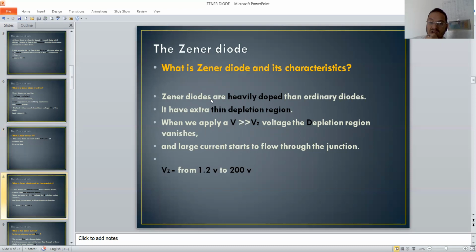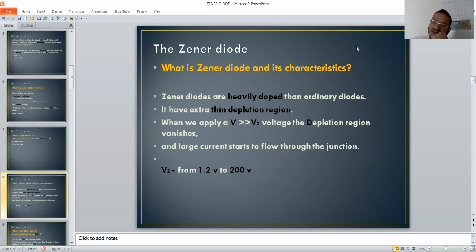What is the Zener diode and its characteristics? Sure, because this topic is very interesting to us. That means here we are dealing with great characteristics. Zener diodes are more heavily doped than ordinary diodes. Like I said, it is a heavily doped silicon semiconductor p-n junction. It has an extra thin depletion region.